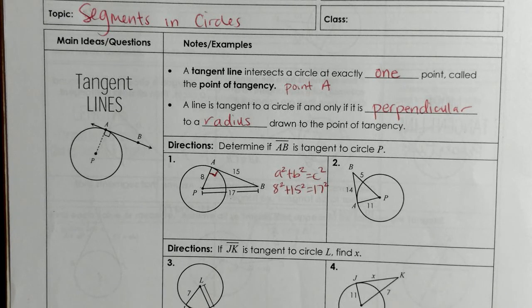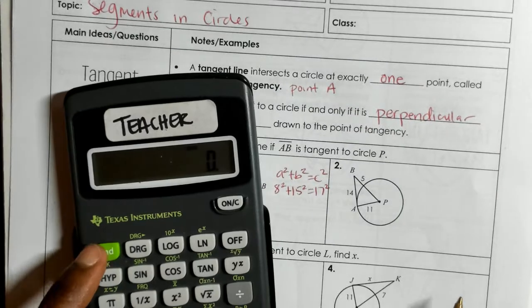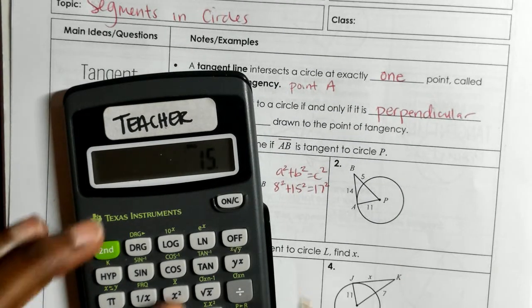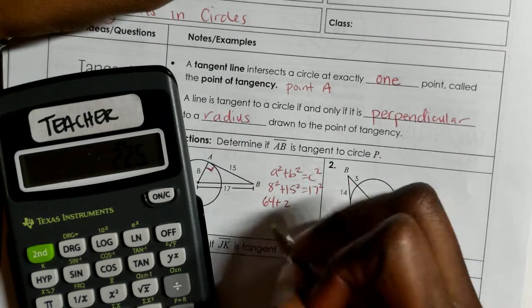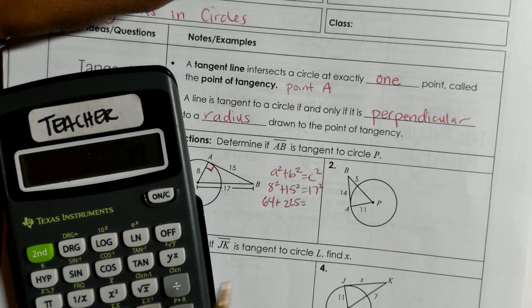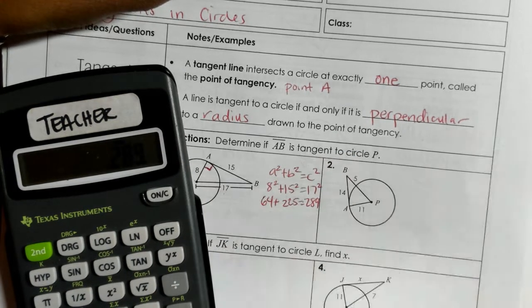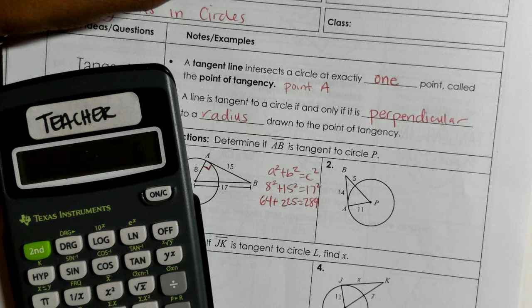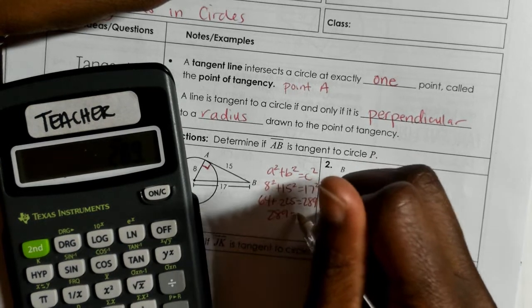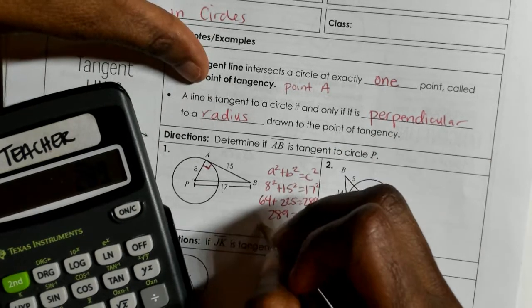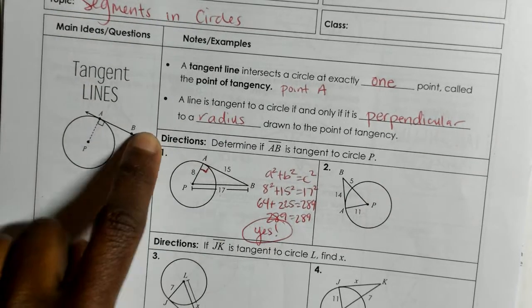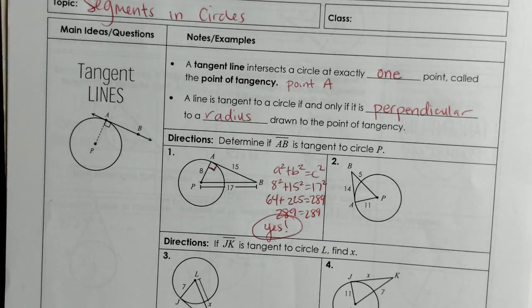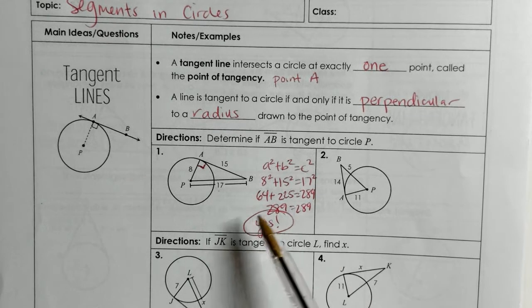Alright, if I do the work out for this one, it's going to be 8 squared, so 64, and then 15 squared, so 64 plus 225 equals, and then 17 squared is 289. 225 plus 64 is 289. So this one, the Pythagorean theorem does work, which means it is a tangent. So AB, that line segment, is a tangent to the circle. So it's meeting the circle in just one spot. And then you would do the same thing for 2 to check to see if it's a tangent.